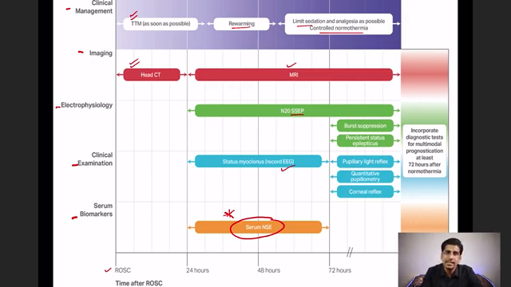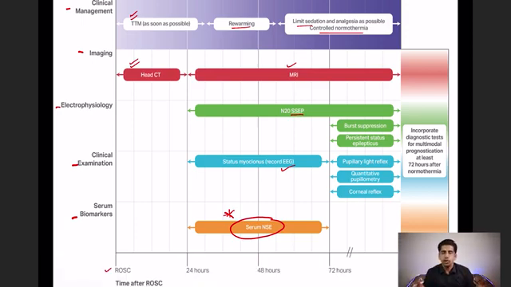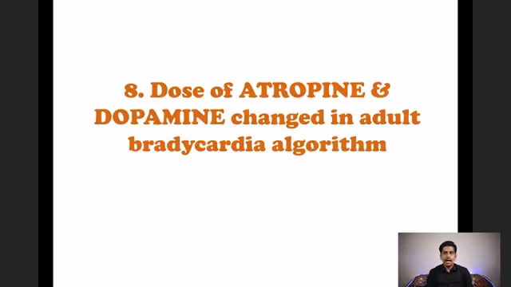This NSE is neuron specific enolase, which is used as a biomarker after 24 hours for neuroprognostication. Okay, coming on to the next update. In this, they have changed the dose of atropine and dopamine in cases of adult bradycardia algorithm.